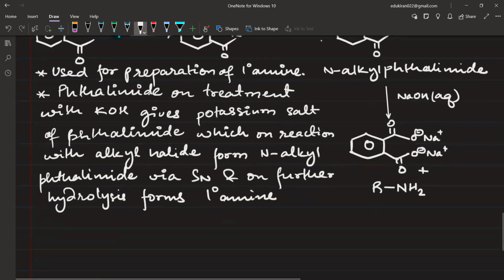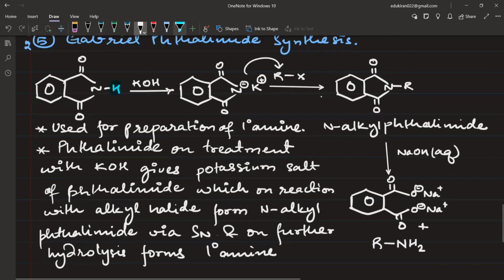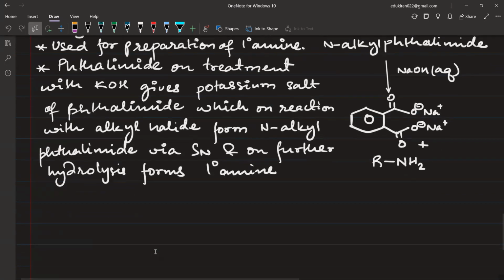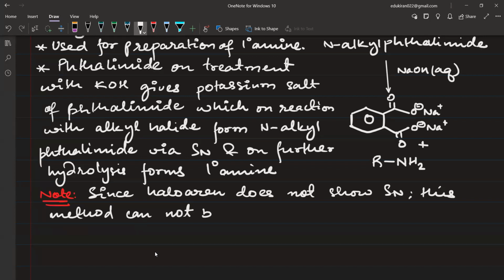Now, if SN is happening, nucleophilic substitution, then we cannot form aryl amines. Why? Because if we want to form aryl amines, we have to use haloarenes, and haloarenes do not show SN. So just write here a note. Since haloarene does not show SN, this method cannot be used for the preparation of aryl amines.